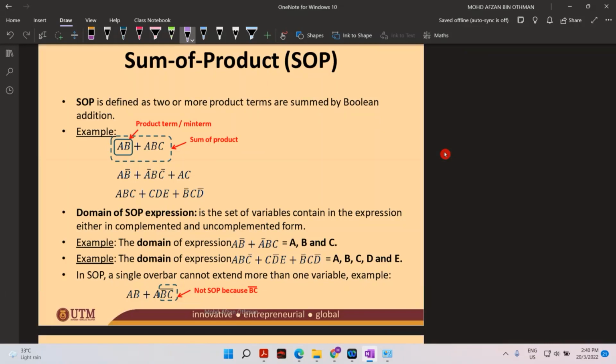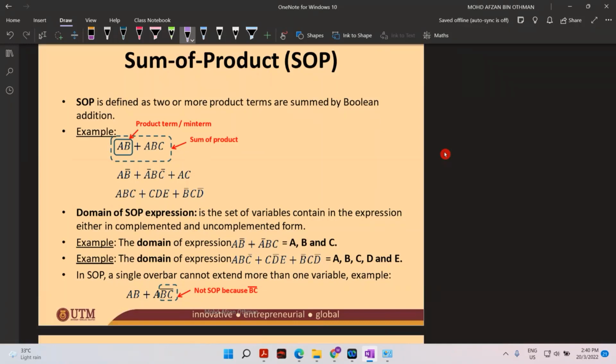Okay, so same with this one, A, B, C. So this is one AND gate, C, D, E, D is another AND gate. And then you have B bar, C, D bar. So this is another AND gate. So you OR the three AND gates in. Now you have the sum of products.